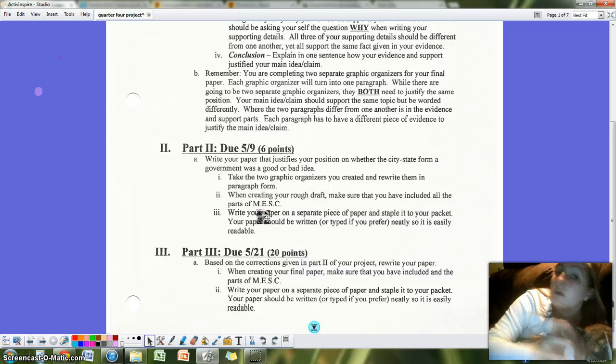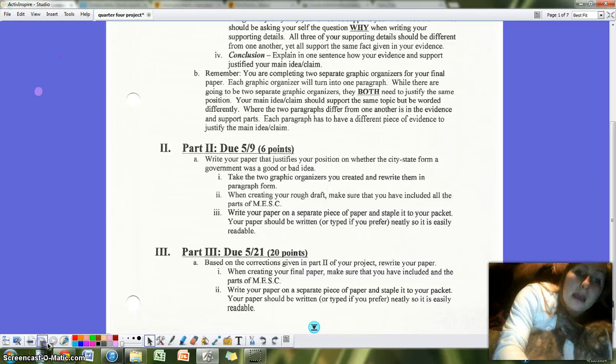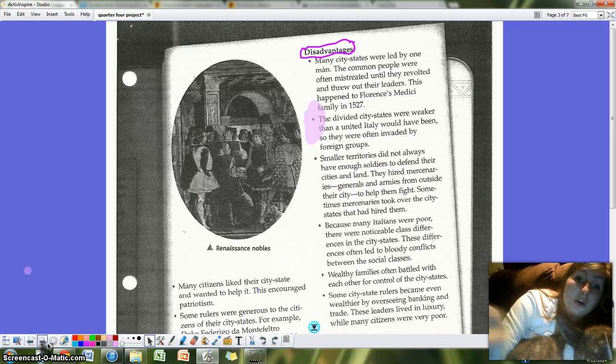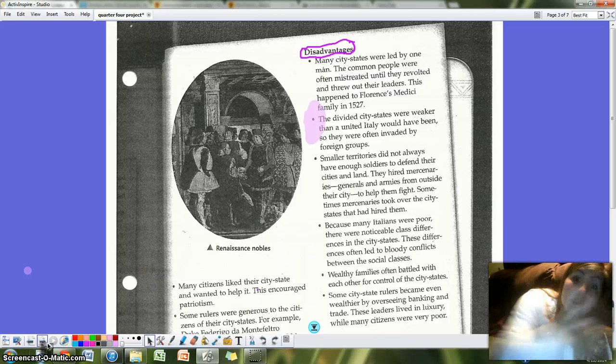If you have any questions about your project, write them down in your packet, and we will discuss them when we discuss your project in class. Please make sure when you come to class you have already read pages 616 and 617 and circled either advantages or disadvantages, whichever one you think the city-state form of government was during the Renaissance time, an advantage or a disadvantage.